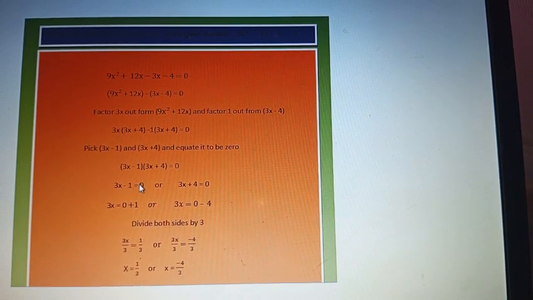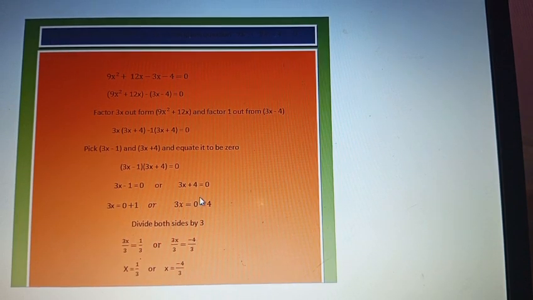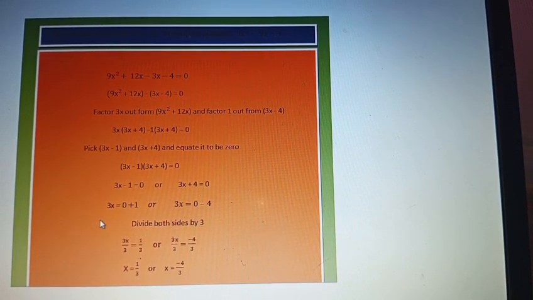When a negative sign crosses the equal sign, it changes to plus, so 3s equals 0 plus 1. Or 3s equals 0 minus 4, since a positive sign crossing the equal sign changes to minus. Then we divide both sides by 3: 3s over 3, the 3 cancels 3, and we are left with s, and the other side becomes 1 over 3. At this point, we divide both sides by 3, 3 cancels 3, and we are left with minus 4 over 3.